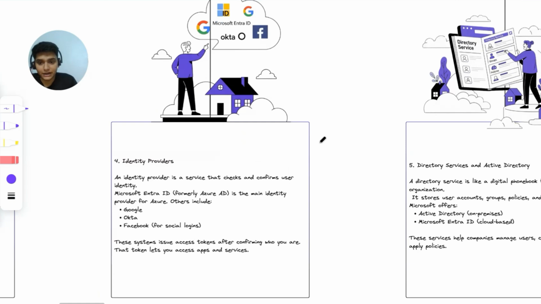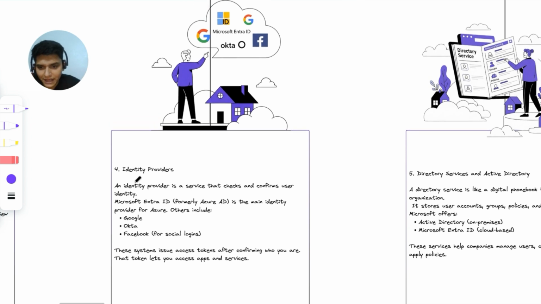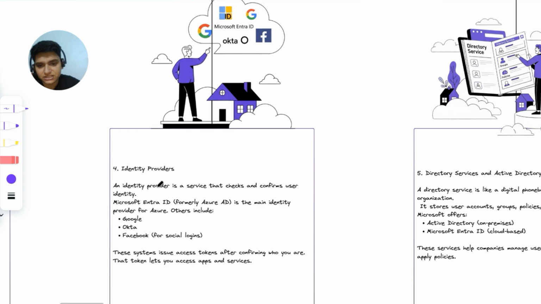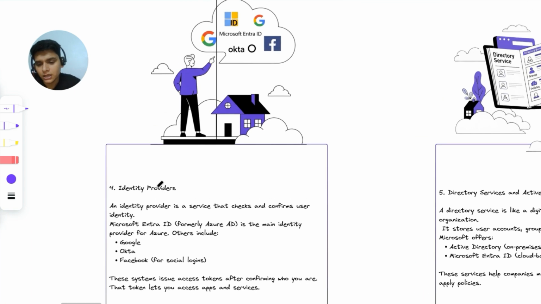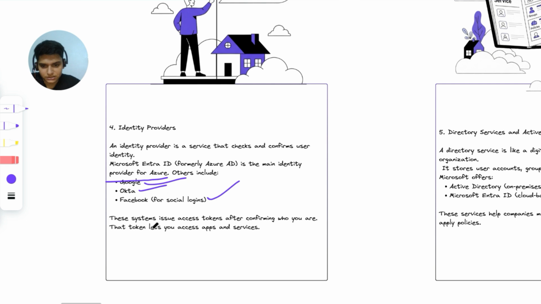Let's head over to the fourth topic of part two, section one, which is identity providers. An identity provider is a service that checks and confirms user identity. Microsoft Entra ID, formerly known as Azure AD, is the main identity provider for Azure. Others include Google, Okta, and Facebook for social logins, as you can see here as well.